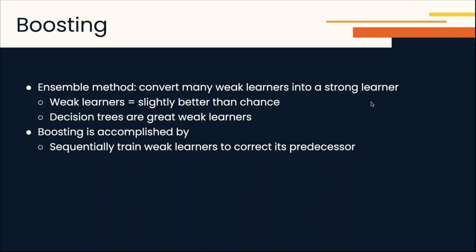So boosting is accomplished by sequentially training weak learners. This may sound similar to bagging. Bagging is another big ensemble method. So bagging, instead of sequentially training weak learners, you train weak learners in parallel, and then you average the prediction, or you vote on what the final prediction will be.